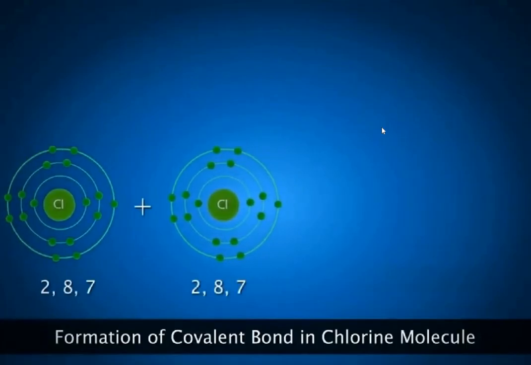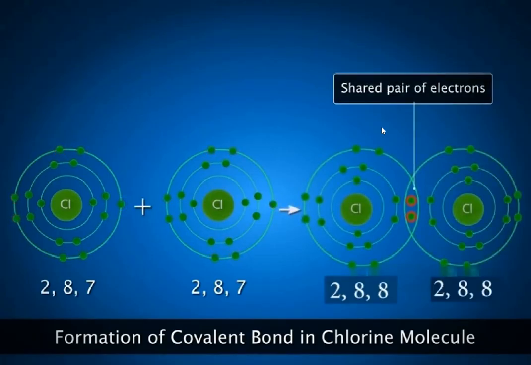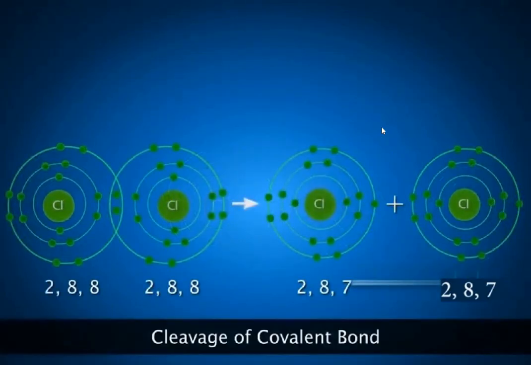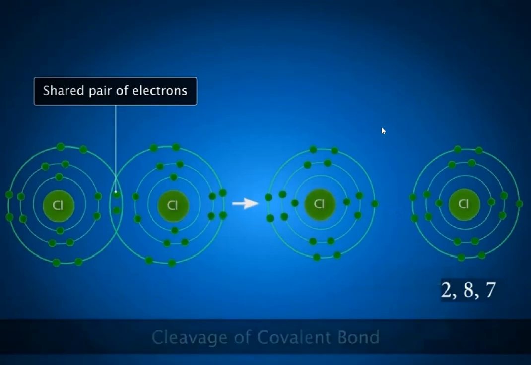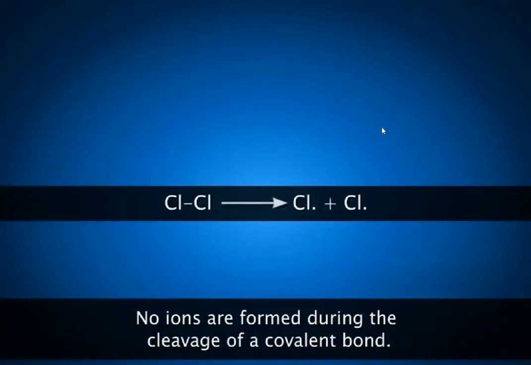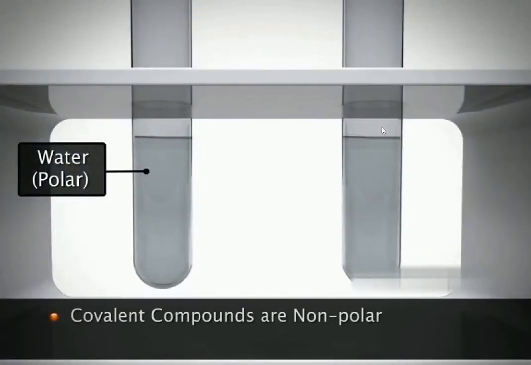Let us consider the chlorine molecule. Since both chlorine atoms have equal electronegativity, they share one electron each to form a strong covalent bond. When the covalent bond is cleaved, the shared electrons are withdrawn by the chlorine atoms. So there is neither loss nor gain for either chlorine atom. Hence, they do not form ions, the charged species of atoms. Hence, the covalent compounds are nonpolar.